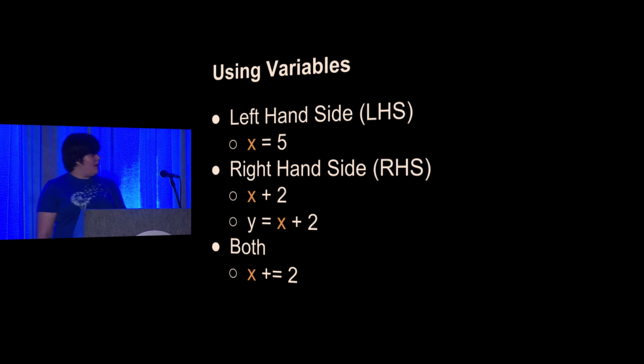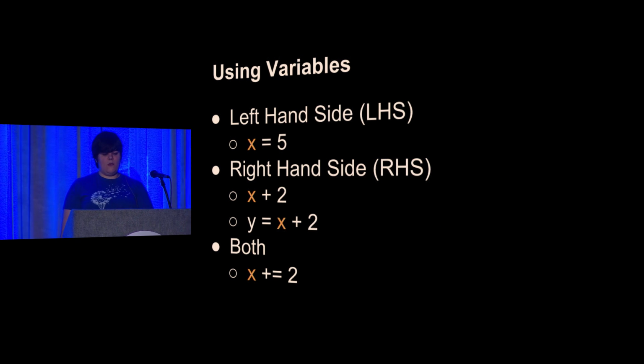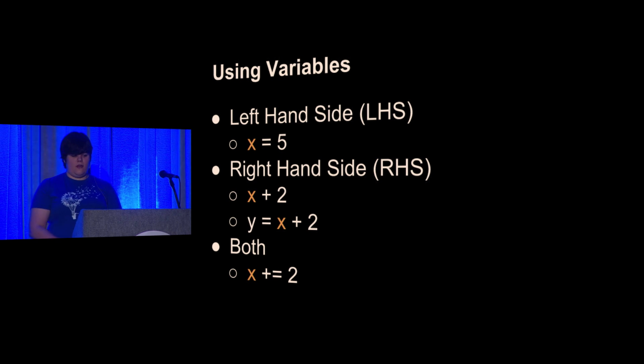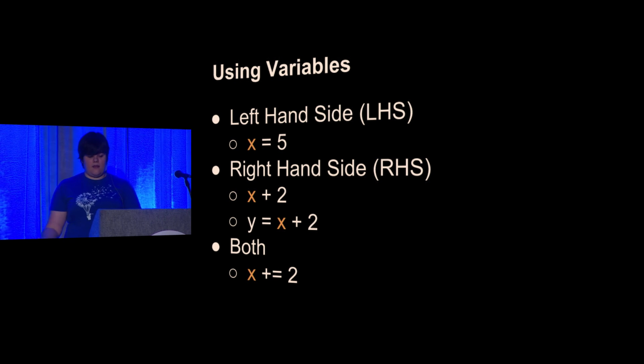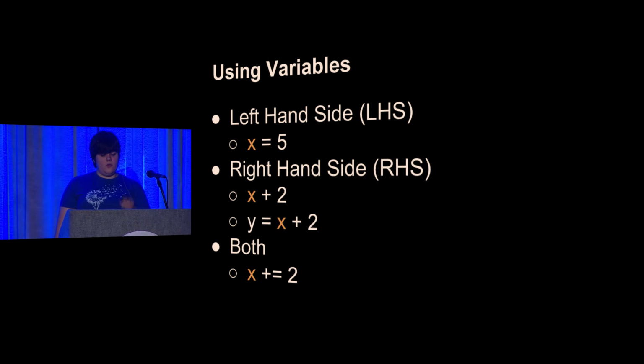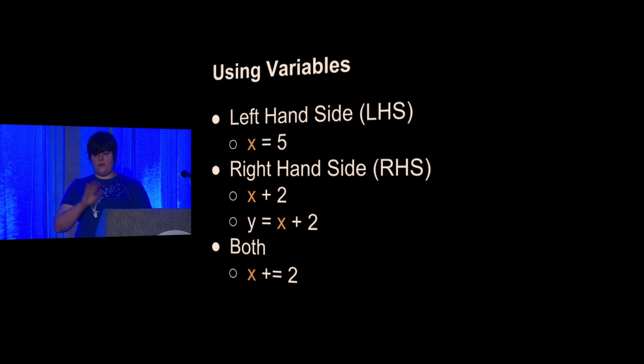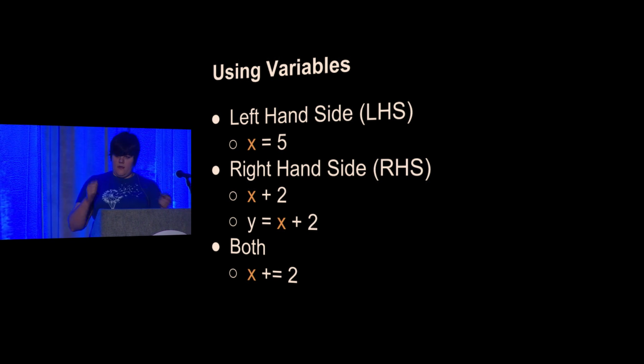So first we have to talk about how we use variables. We can use them on the left-hand side. So x equals 5, we're using x on the left-hand side. These all involve an equal sign, assigning a value to a variable. On the right-hand side, we have x plus 2, or y equals x plus 2. Here these are both right-hand side uses of x, so you're reading the value of x. We can also do both in the same line: x plus equals 2, that is x equals x plus 2, so it appears on both sides.